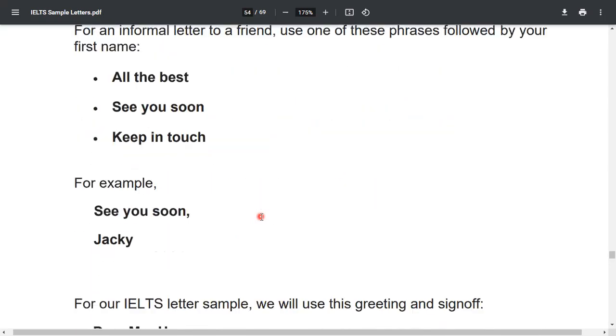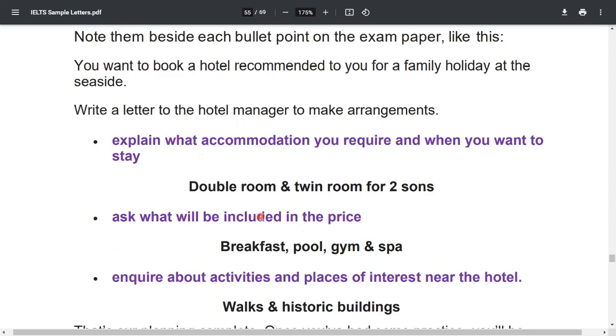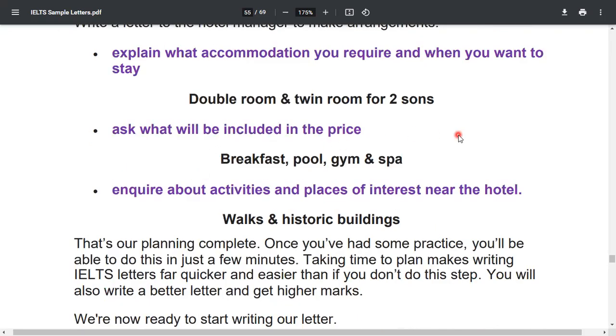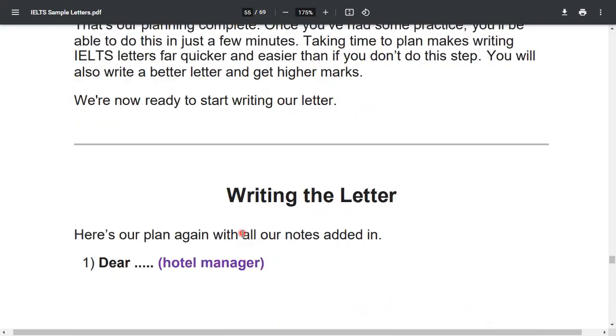Okay, so let's just move on to the section on how to take some notes next to every single question before I start writing. So for the first question that says explain what accommodation you require and when you want to stay, I'm going to mention something about double room and twin room for 2 sons. Ask what will be included in the price. I'm going to ask about the breakfast, pool, gym, and spa. And for the third question that says inquire about activities and places of interest near the hotel, I'm going to ask about some walks and historic buildings. As you can see, I've taken some notes next to every single question, so I would be more ready when I start writing.